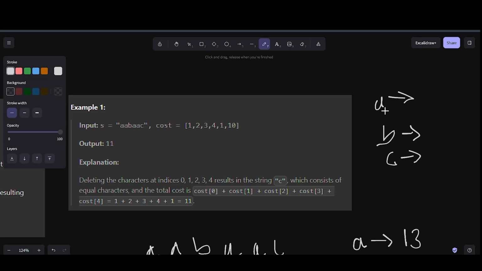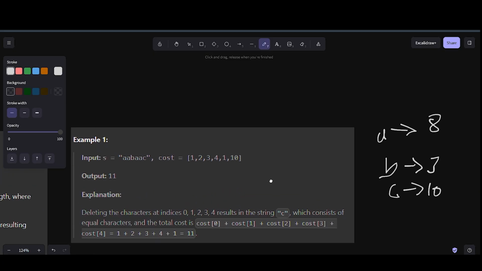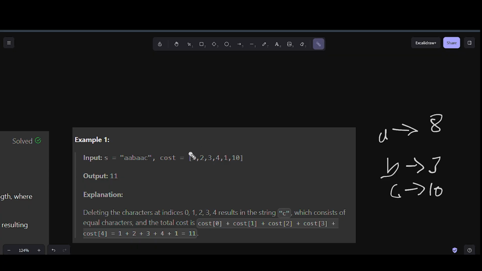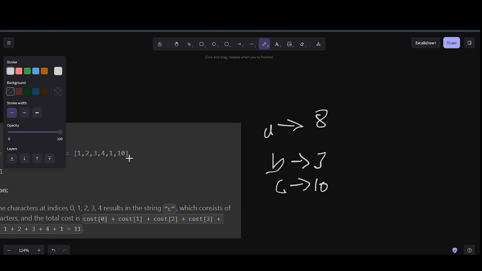So the cost of all A is 8. What is the cost of all B? B is 3. What is the cost of C? It's 10. So first we calculate the total cost of each particular character. A's total cost is 8, B's total cost is 3, C's total cost is 10. Then we calculate the total cost of all the characters. What is the total cost here? I think it's 21 if I'm not wrong: 10, 15, 18, 20, 21. Yes, total is 21.